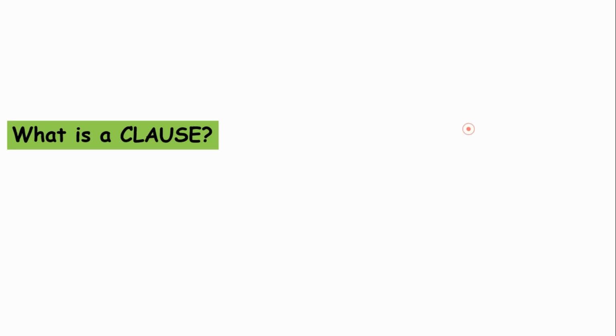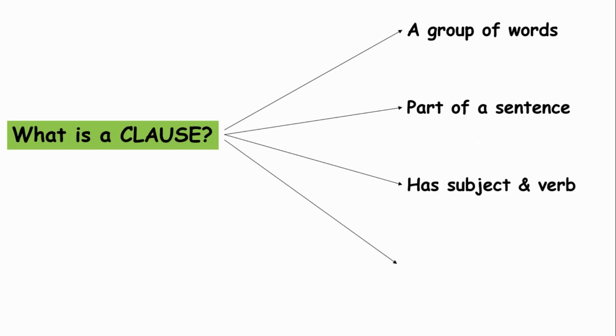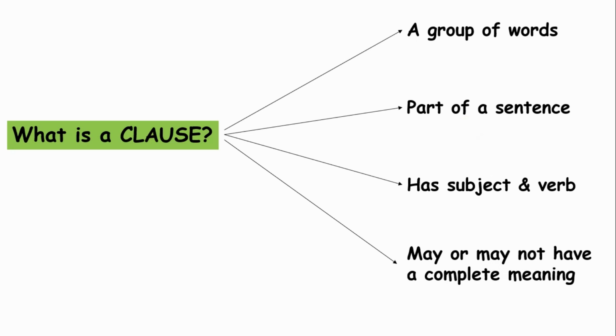What is a clause? Possible definitions are: a clause is a group of words and it is a part of a sentence. It has a subject and verb. It may or may not have a complete meaning. Rest of the things, a group of words, part of a sentence, has subject and verb, they are okay, but we have a problem with may or may not have a complete meaning. What kind of problems it's going to create, let us see in our later sessions.